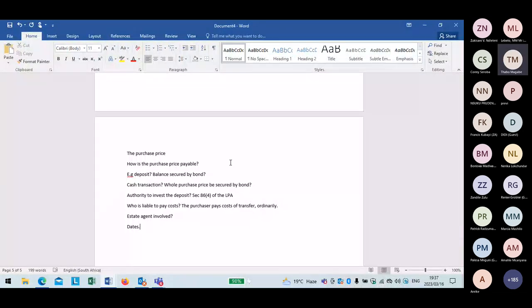Do we see this? Go to the practical exercises shared with you and go to exercise number one. Yes, Prof. Does everybody have this? Conveyancing. Yes. Let's deal with it.